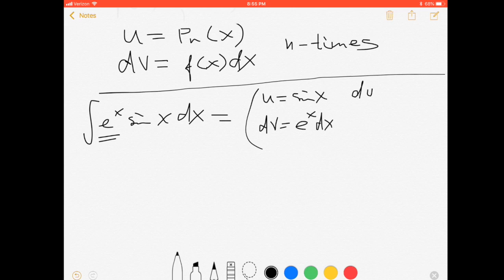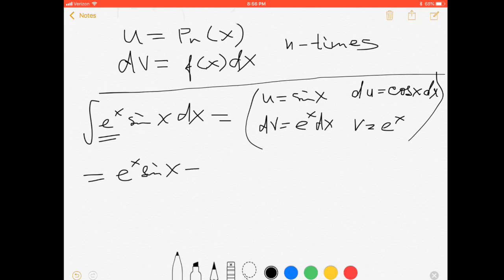This means du is the derivative of sine, which is cosine x dx, and v will be e to the x. Great. Here we have uv. Okay, great. e to the x sine x minus v du, e to the x cosine x dx. Great.